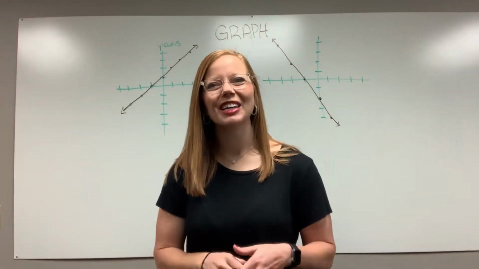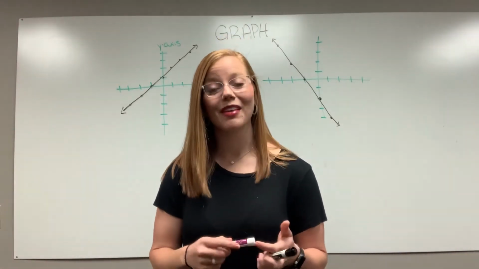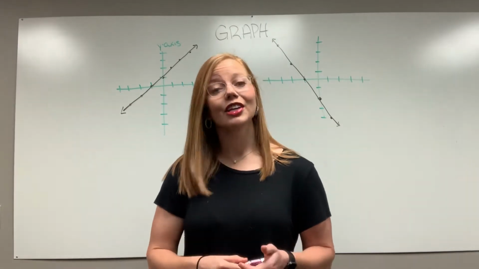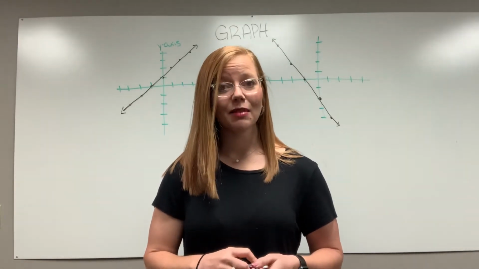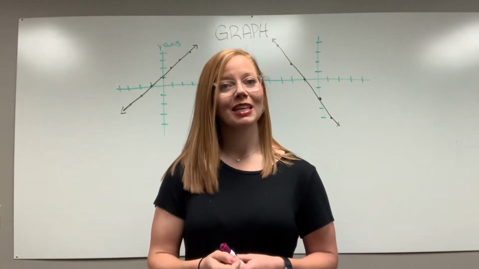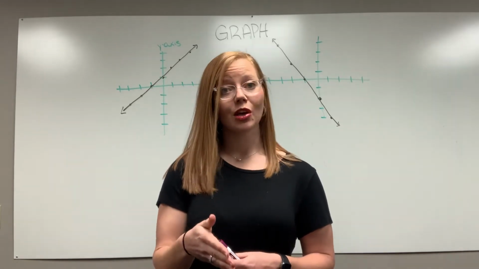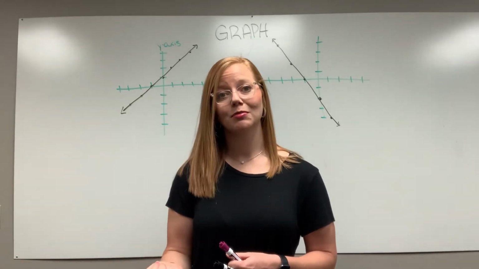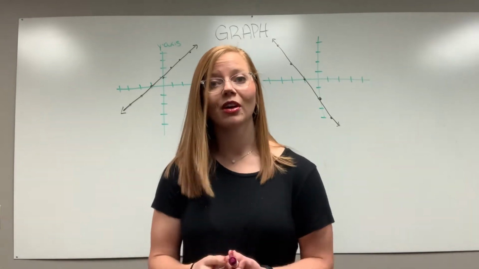Hey guys, today we are going to be writing a linear equation whenever we're given a graph. Our linear equation is still going to be in slope-intercept form, y equals mx plus b, where m is our slope, b is our y-intercept. So those are the two things that we need to get from our graph today.